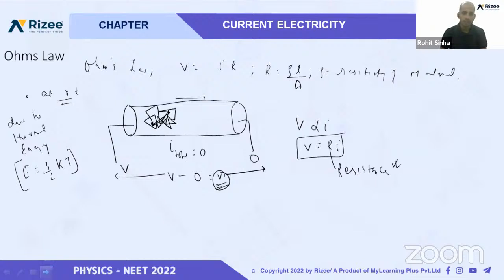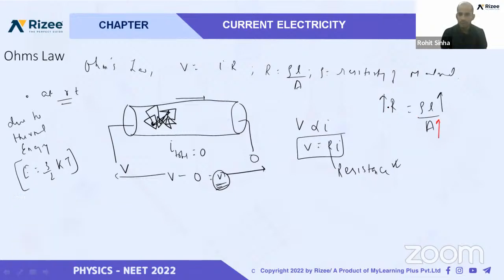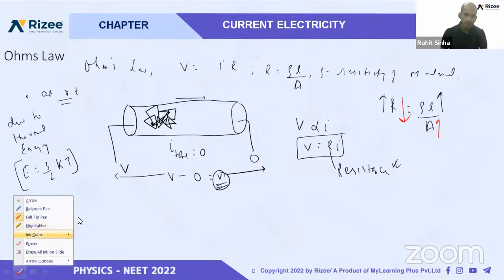Now let us move further. You can see from here, R is rho L by A. If L increases, R will increase. If the area is increased, R will decrease. These are the factors upon which our resistance depends.